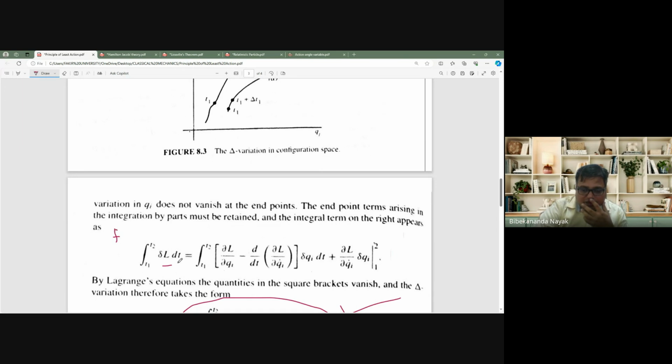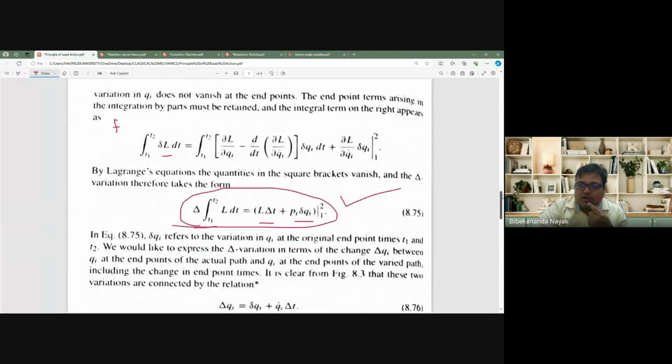If you take delta L, because L is a function of Q, Q dot and T, then you write delta L is del L by del QI into dQI dt, del L by del QI dot and del QI dot by del T, del L by del T into del T. Then you take this variation and we found this. It was already derived. But now this bracketed term is your Lagrange equation, del L by del qi minus d by dt del L by del qi dot is equal to 0. So we put 0 here. So fine, we got del L by del T is equal to only the second term.